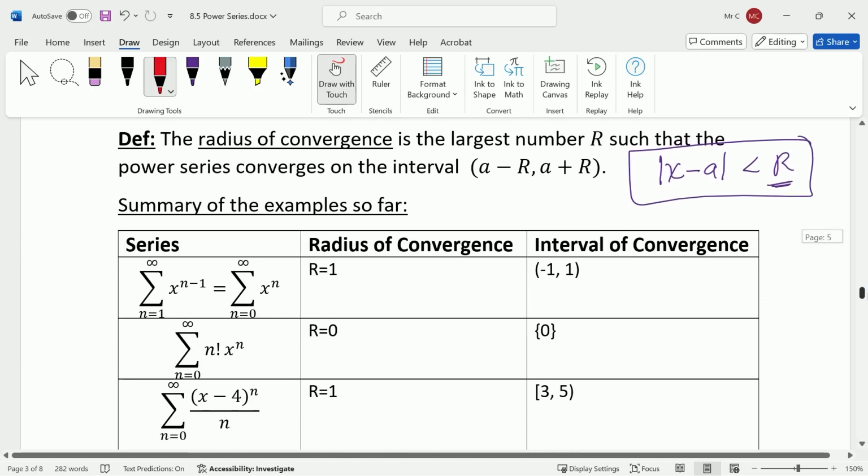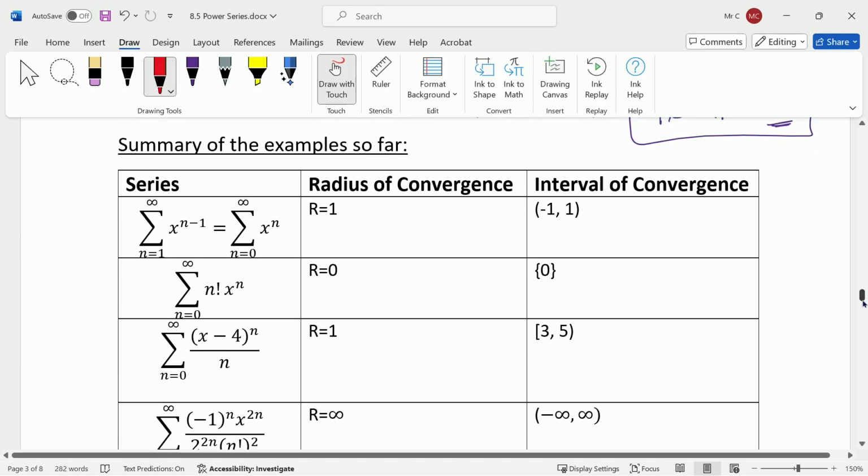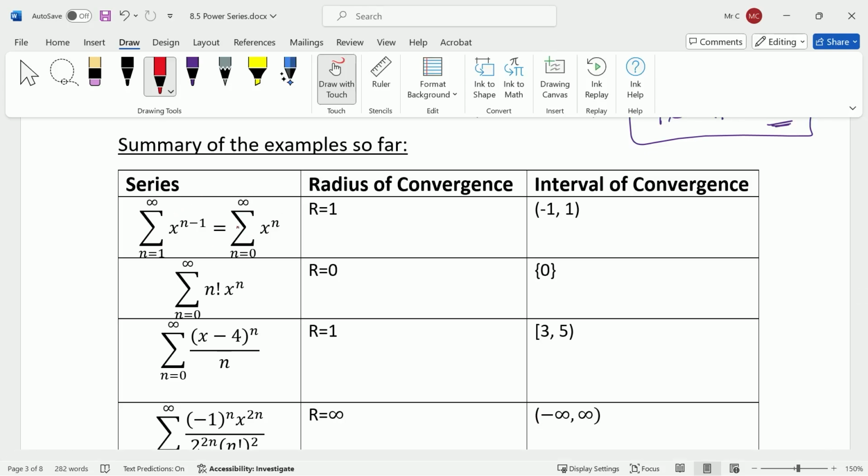So back to here. Let's take a look at a summary of the examples we've seen so far. In this first example we saw in a previous section, the sum from n equals 1 to infinity of x to the n minus 1, which acts like a geometric series, but we often write as the sum from n equals 0 to infinity of x to the n. And we saw that this series converged only from -1 to 1, not including the endpoints, which means the radius of convergence is 1.